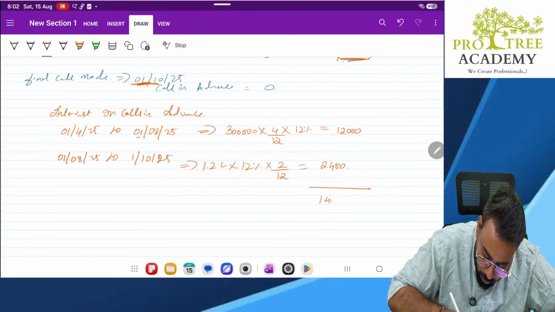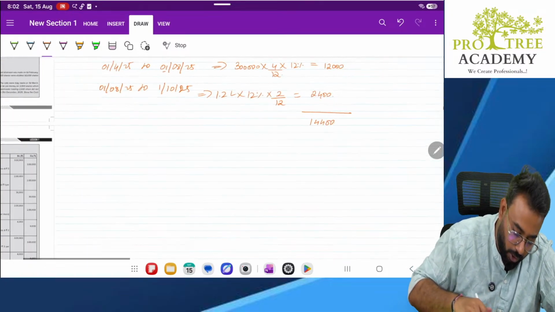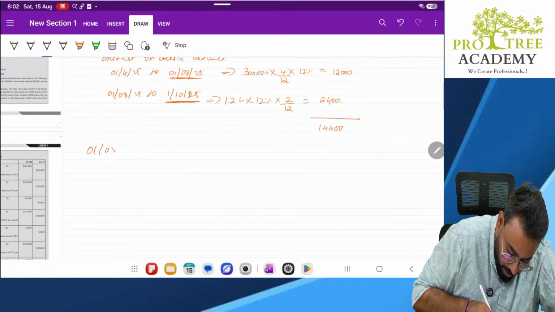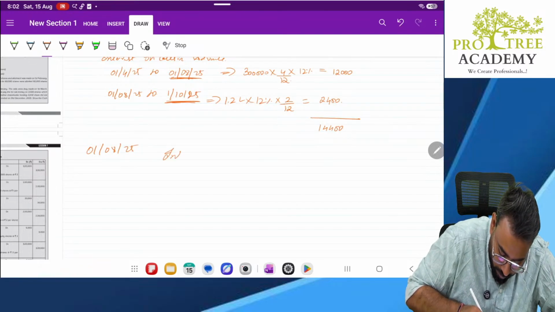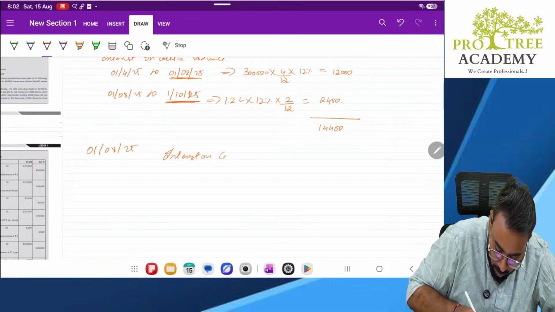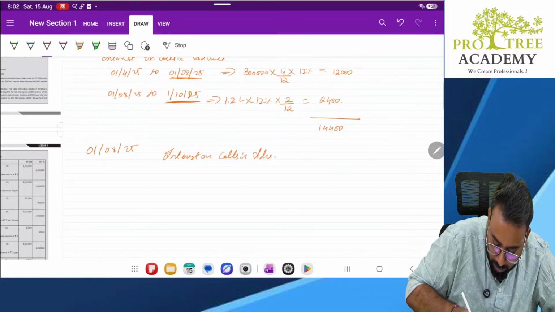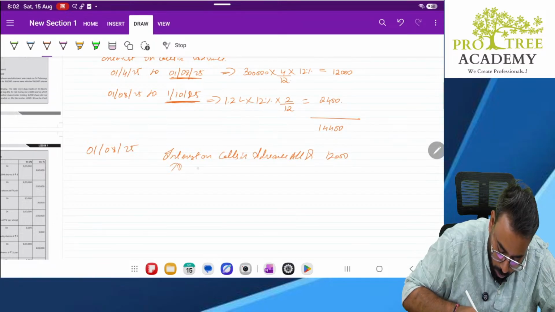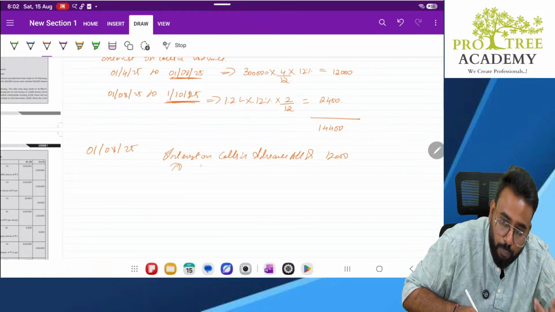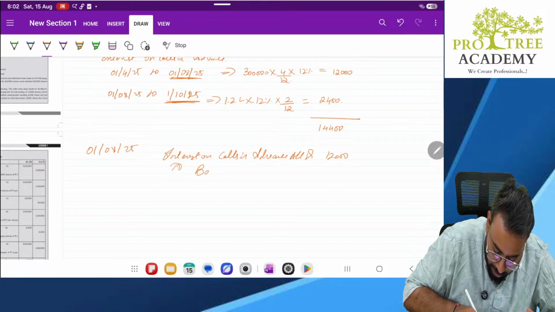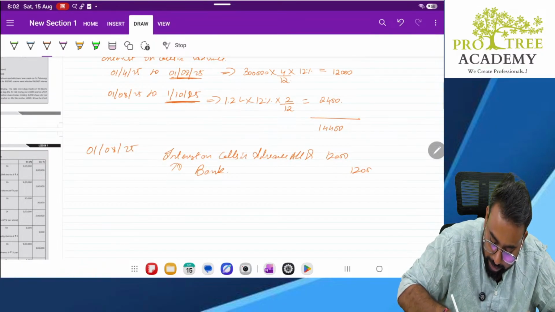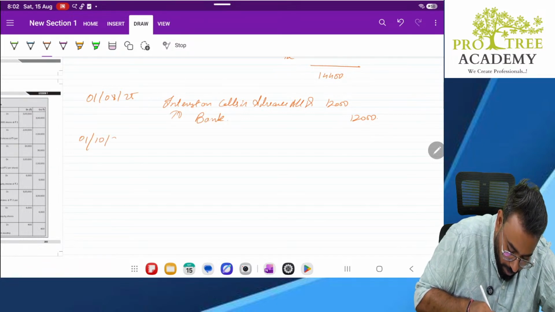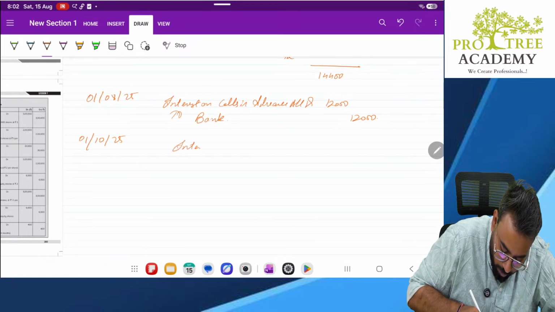So total interest is how much? 14,400. So we'll pass 2 journal entries, one journal entry on this date, one on this date. So on 1st August 2025, interest on calls in advance account debit 12,000 to bank account, if you are paying it directly. We are assuming that we'll pay it directly to bank, so we are giving bank. Otherwise you create sundry members. Clear? Again on 1st October 2025, same entry, no change, only the amount will change.